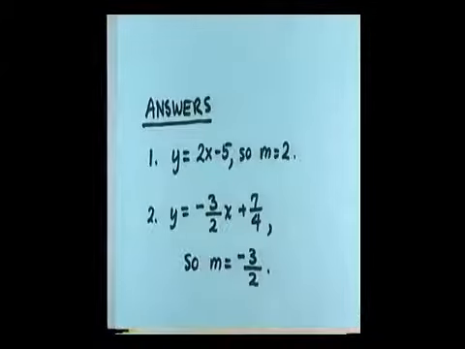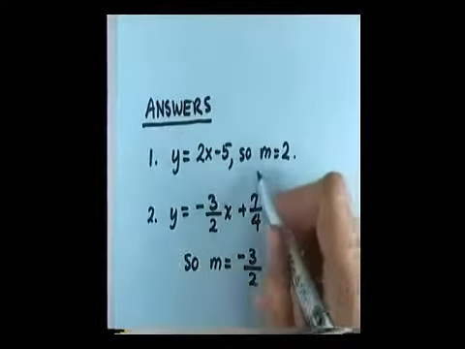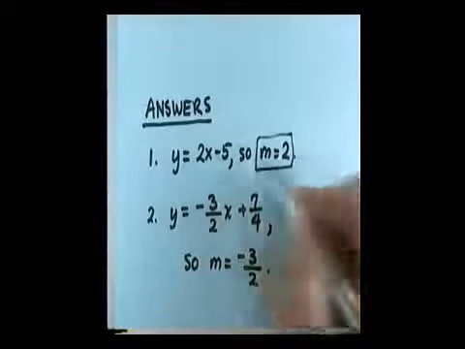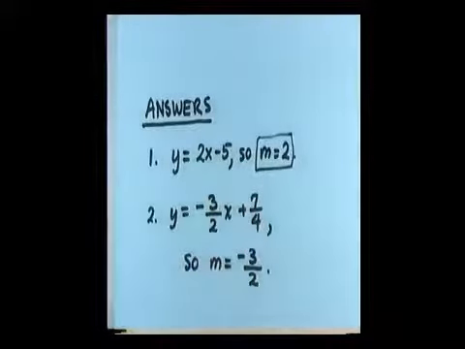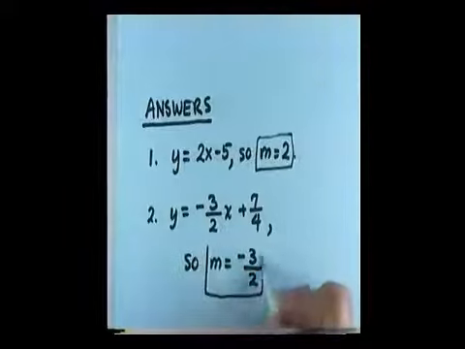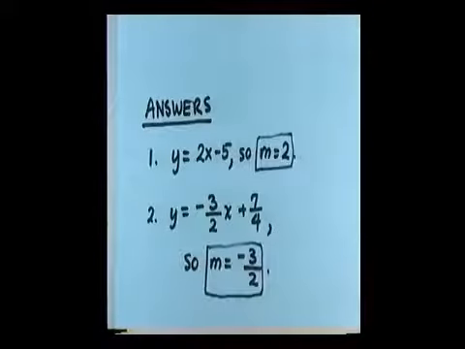For our answers, first one, y is equal to 2x minus 5, so the slope is 2. And for the second one, y is equal to negative 3/2 x plus 7/4, so the slope is negative 3/2.